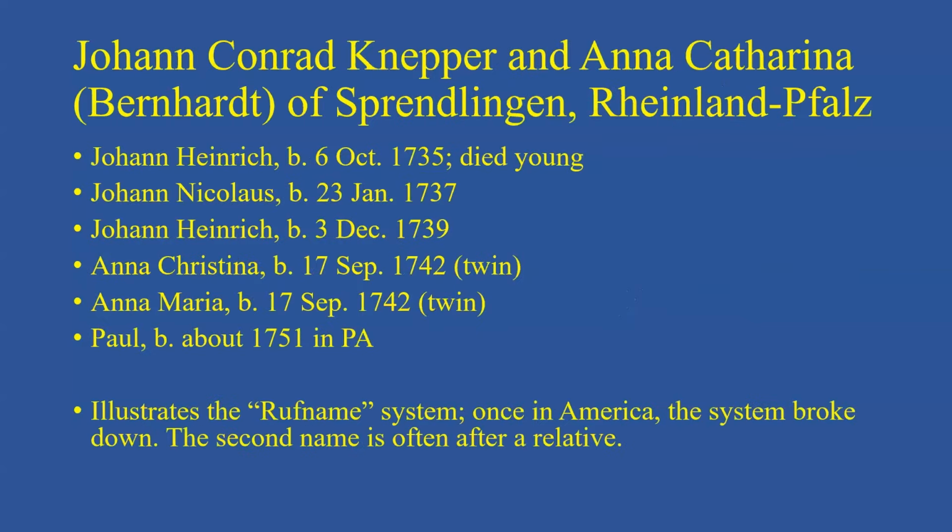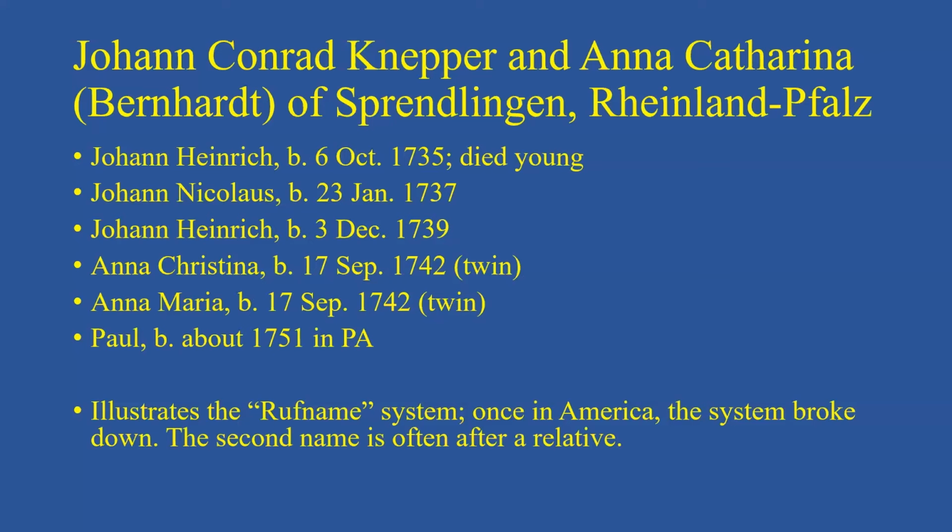We talked about rufnames, and I'm going to show you an example of that. This is another ancestral family of mine. These were Lutherans from the Palatinate area that came into Pennsylvania in the early 1700s. So in this case, there's Johann Conrad Nepper and his wife Anna Katharina Bernhardt, and they're of the village of Sprendlingen. And they have a son, Johann Heinrich, born in 1735, another one, Johann Nicholas, then another Johann Heinrich, who was named for the older brother that died. They have a daughter, Anna Christina, and a daughter, Anna Maria. And finally, they have Paul. And Paul was the only one born in Pennsylvania. All the others were born in Germany.